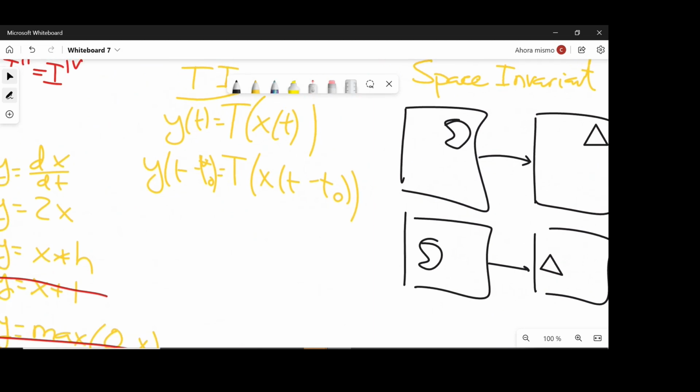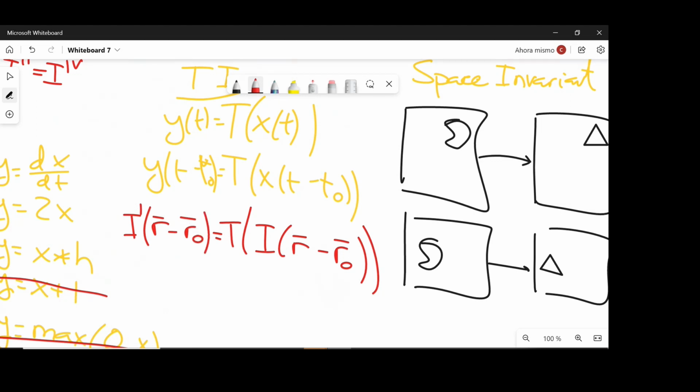Mathematically, it is the same, so we write it in the same way. For an image, we normally write it like this. These are vectors, x, y. If you transform this image, you get I prime, which is also shifted: x, y minus x naught, y naught. The correct word is space invariant. Very often we say time invariant, but understand that time for images is space.